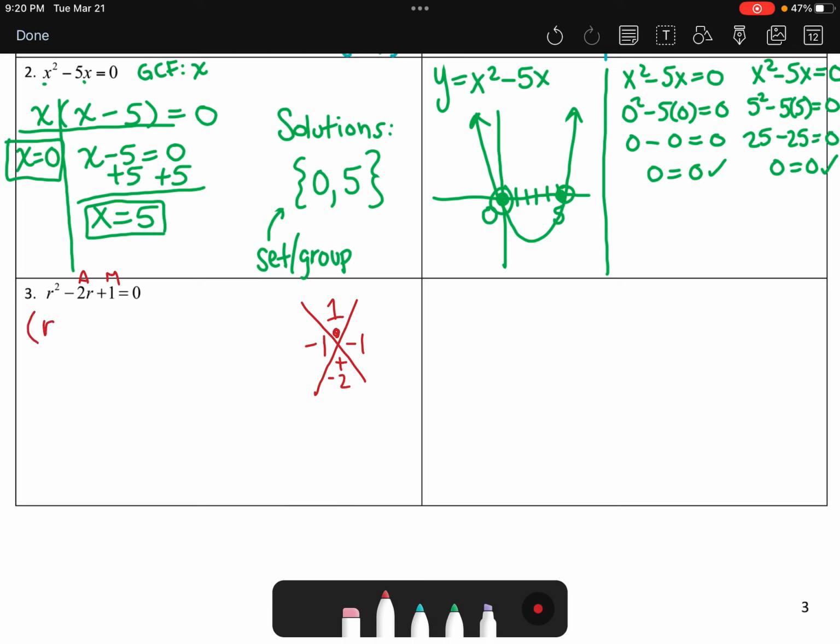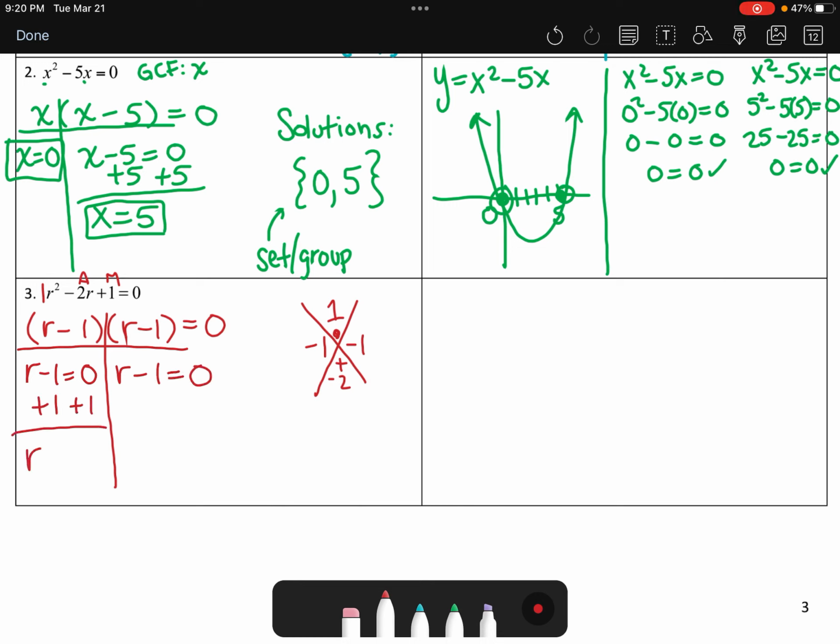So we could use the shortcut here because 1 is in front of the r squared. We're going to write it as r minus 1 equals 0. Split up your factors. Set them equal to 0. Look at this. They're both the same. I wonder how many answers I'm going to get here. Add 1. R equals 1. Look for both of them. So my solution, I only have one solution.